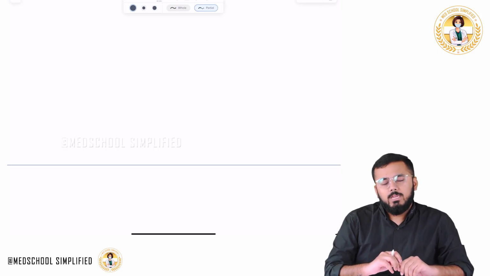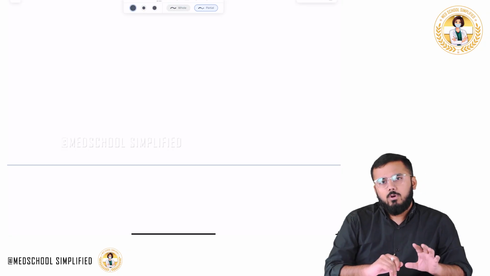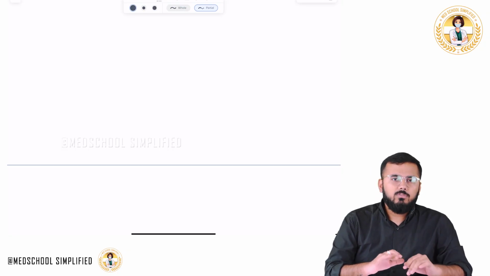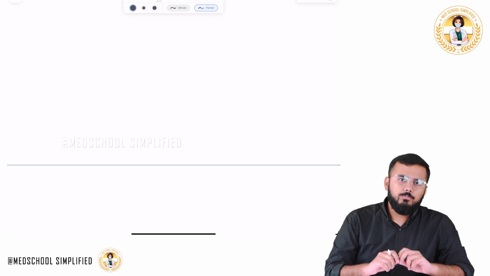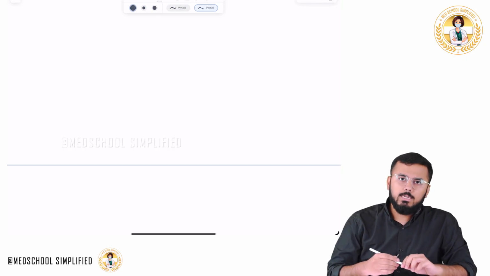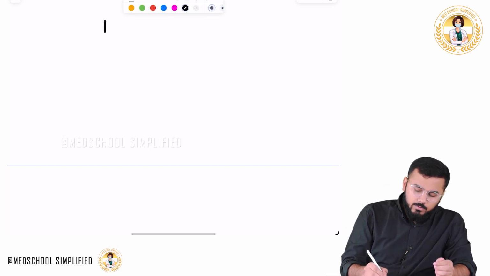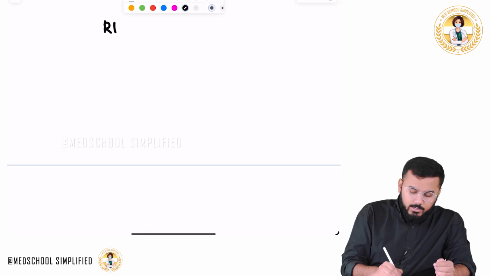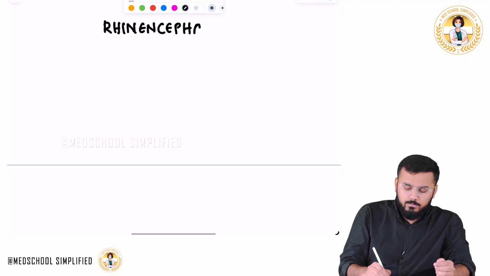So let us see, there are many structures regarding this rhinencephalon. Within this rhinencephalon, what all structures are there? First of all, we shall write down those structures, and then I will show each and every structure in two diagrams which I will draw. So first of all, let us see what structures are located within the rhinencephalon. The topic of discussion is the rhinencephalon.